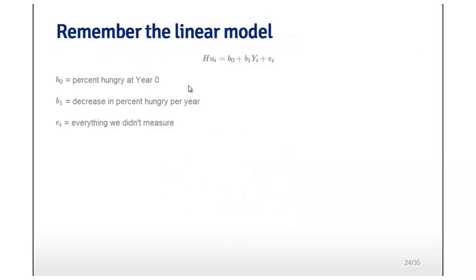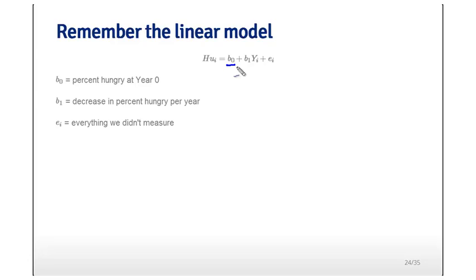So if we were to fit a linear model, then beta naught would be our percent hungry at year 0, which again doesn't make any sense, right? The data set goes back to 1970, so year 0 is an extrapolation. So the intercept hasn't been calibrated to an interpretable value.